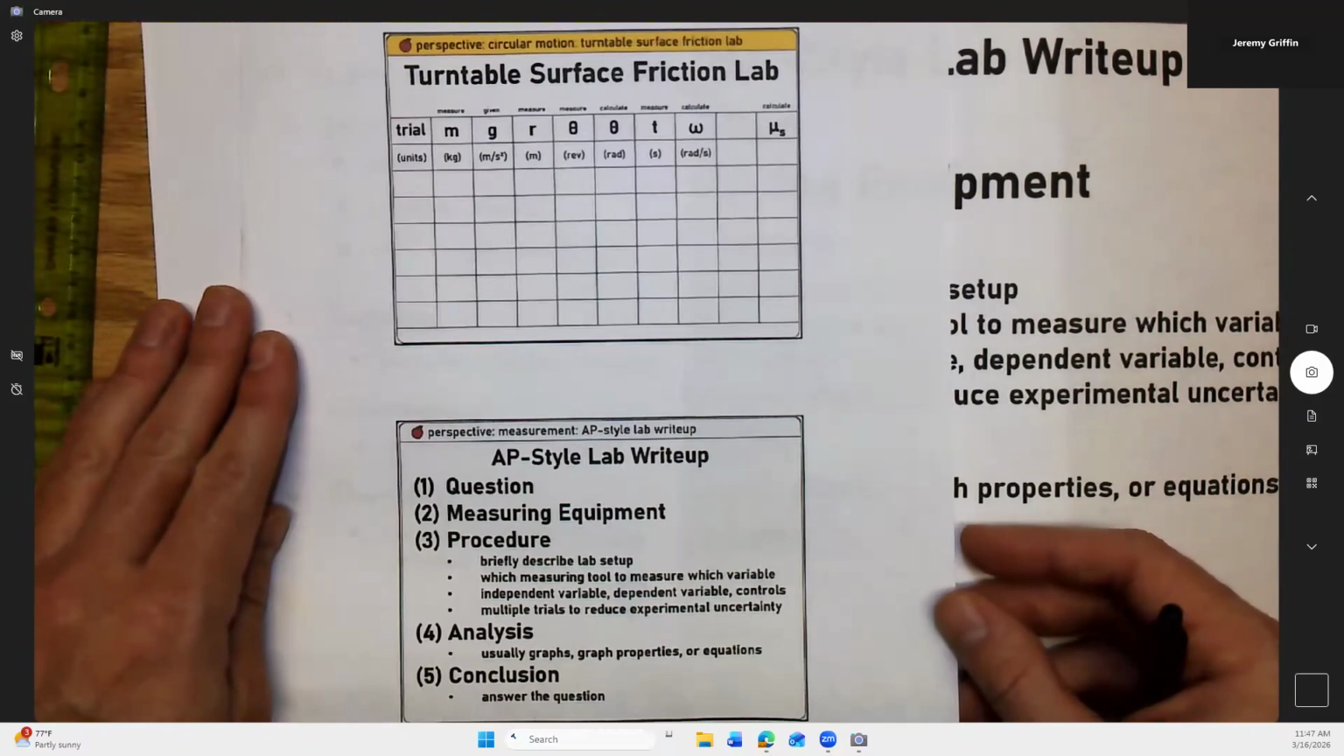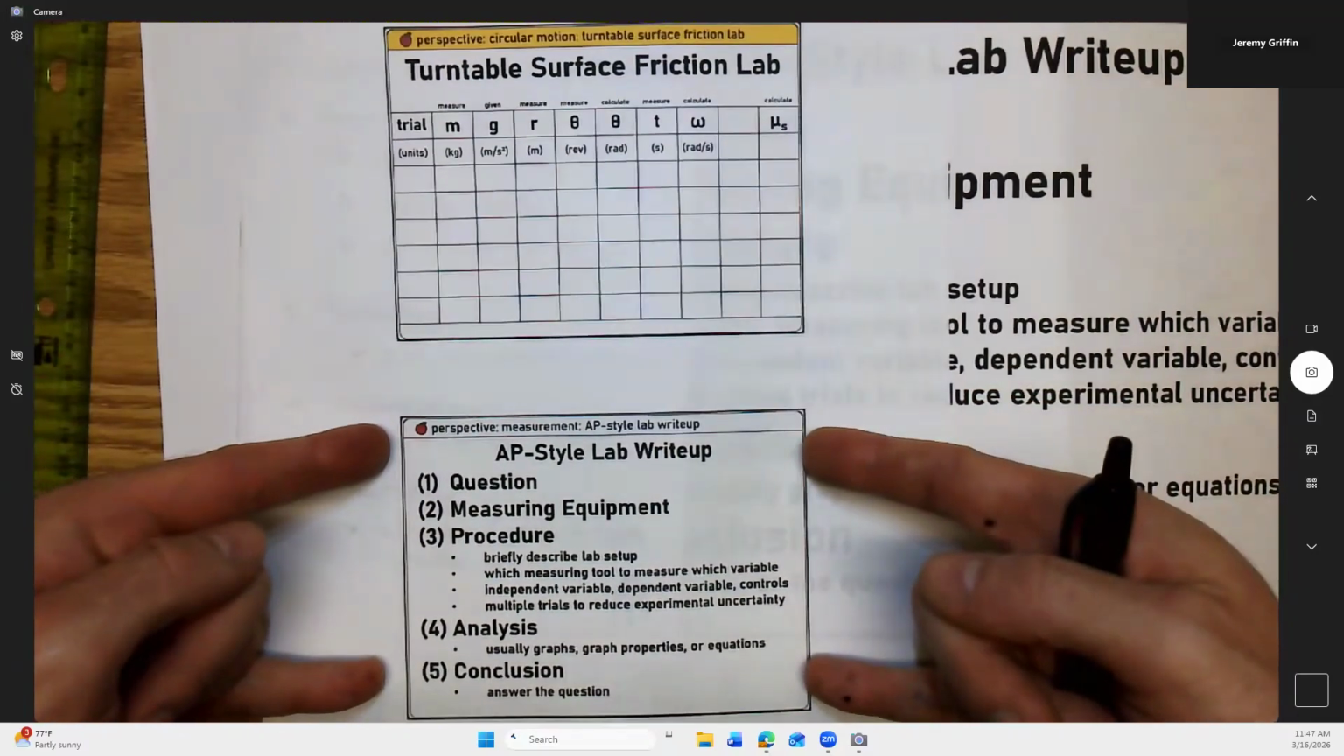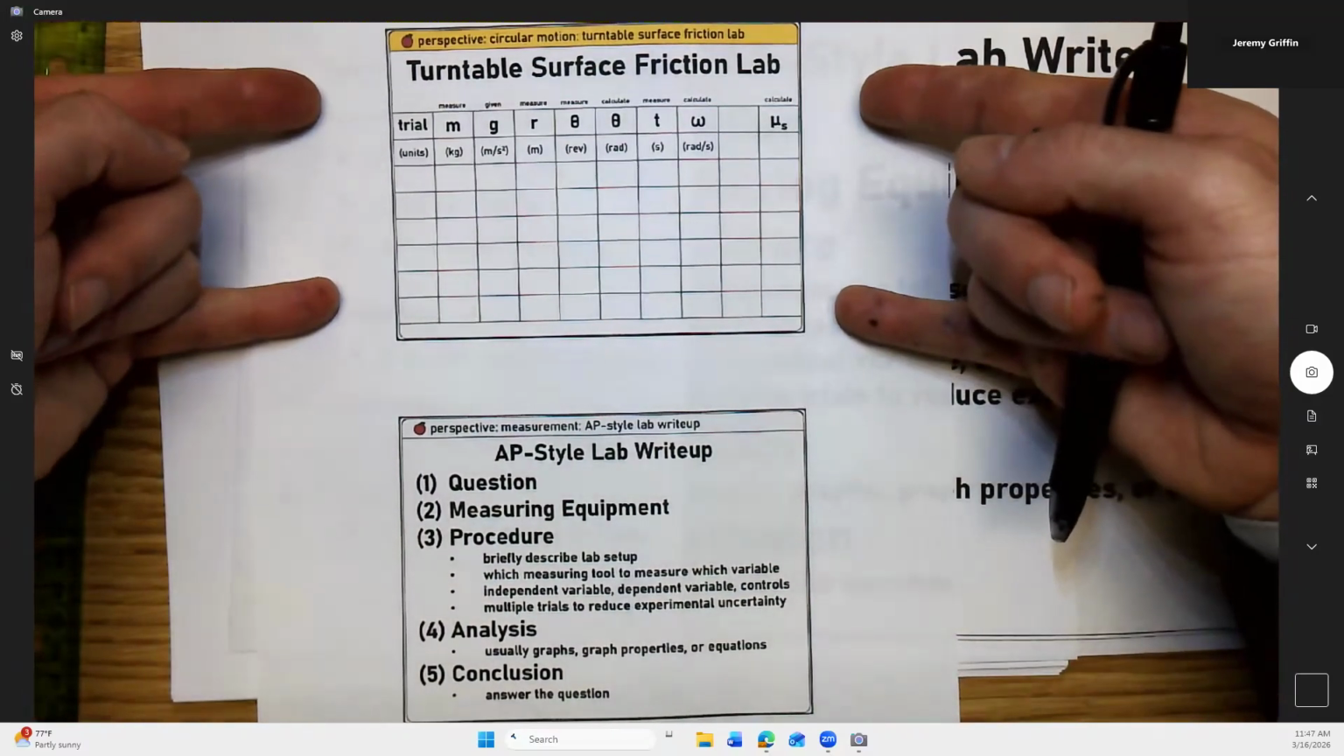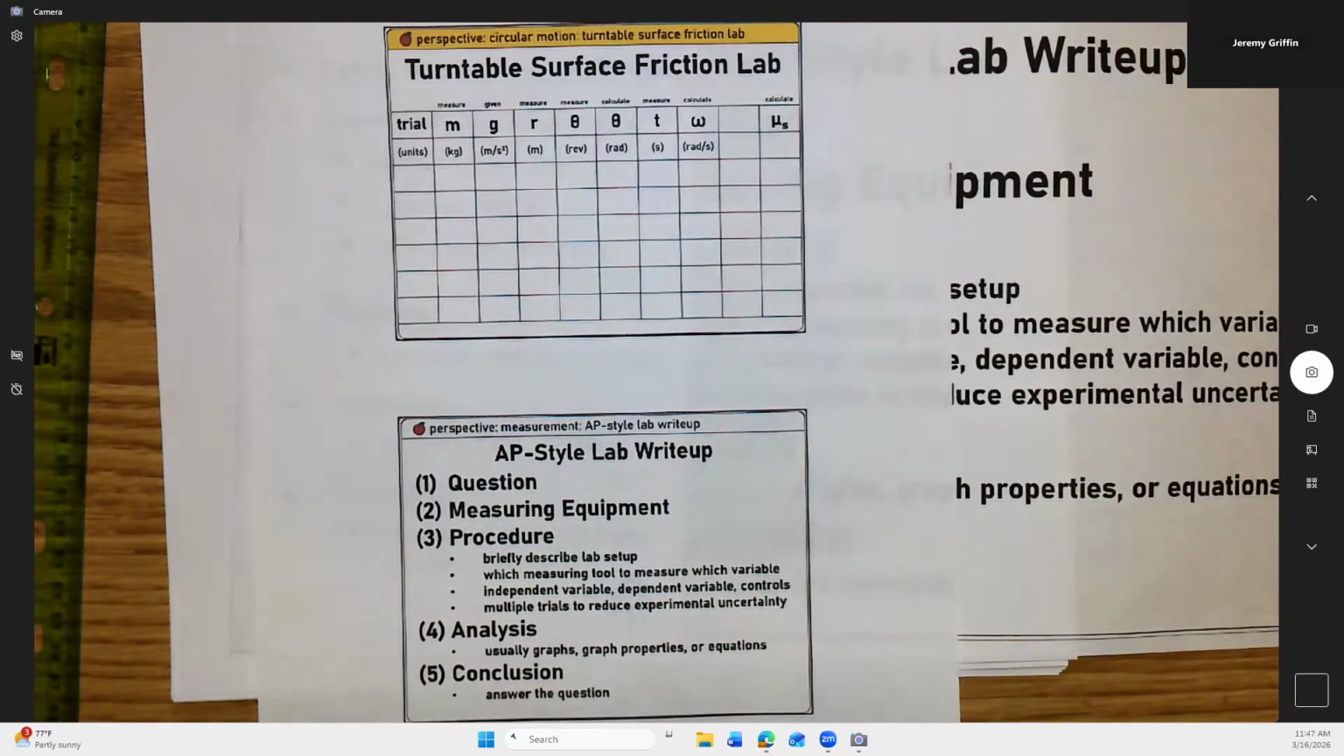Here, I'll leave this up here for you guys. Okay, so again, you're doing the lab write up on one side of your paper. This is the table I would have come up with myself to conduct this experiment.